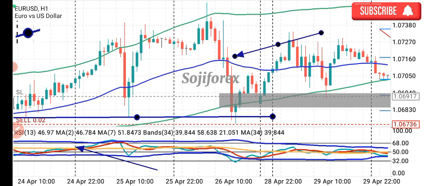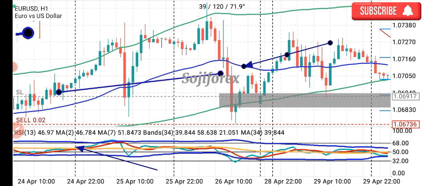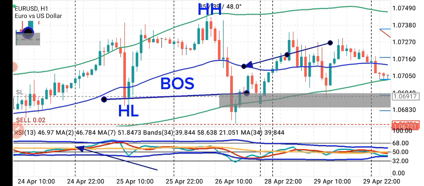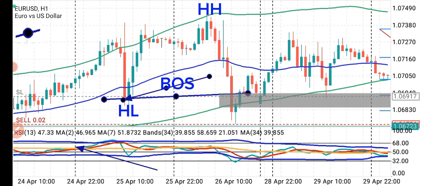on this chart, price has been making higher high, higher low, higher high, higher high. Then at this zone we have a break of structure here. Price broke through this previous higher low and closed down, which gave us a break of structure.